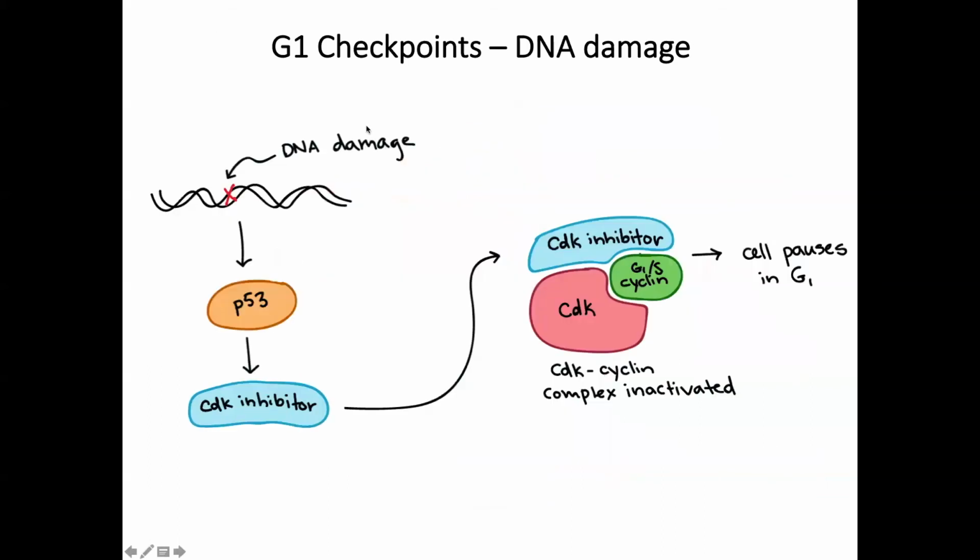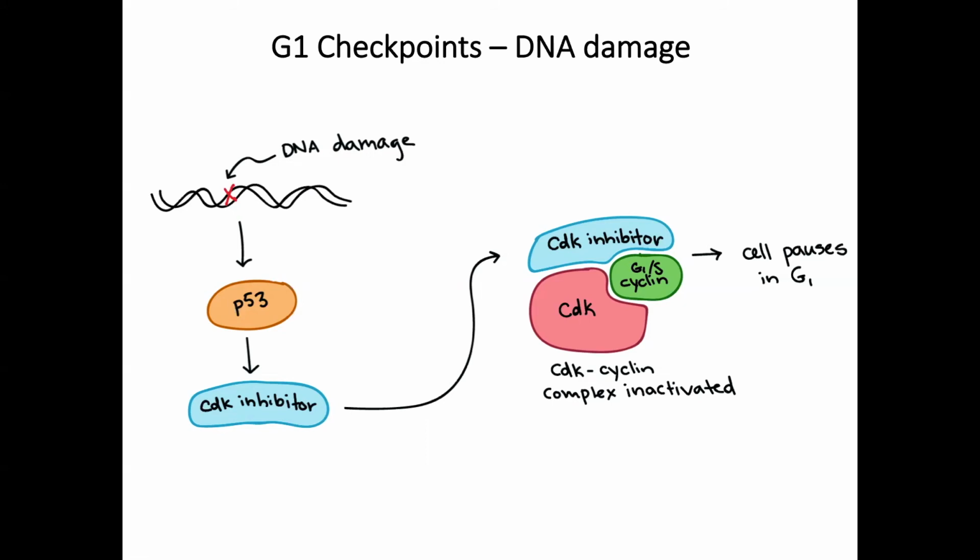Now I will use the G1 checkpoint as an example to describe how our cells do this. For instance, if during the G1 phase, our genomic DNA somehow gets damaged, as the picture shows, what will happen at the molecular level? Interestingly, our cells will sense this DNA damage and trigger the expression of a protein named P53. P53 is one of the most important and famous proteins in cancer biology. I would like you to remember the name P53. The official gene name is TP53.